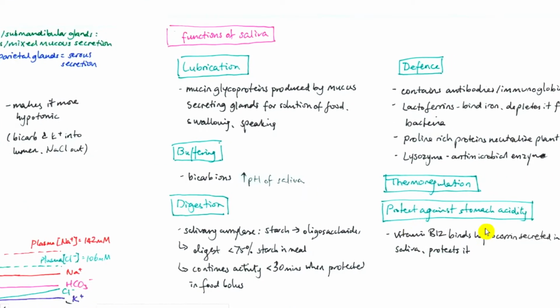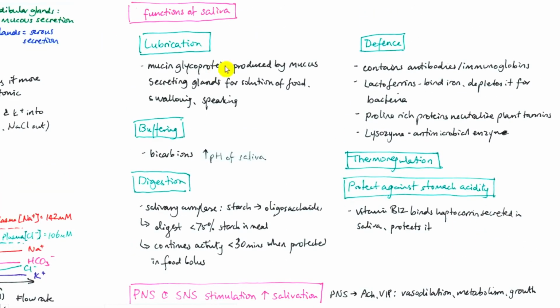Now the functions of saliva: we have 6 main functions here. Firstly, lubrication. There are mucin glycoproteins contained in the mucus of the saliva, which aid the solution of food, swallowing and speaking. Defense: the saliva contains antibodies and immunoglobulins, lactoferrins which bind iron and deplete it for bacteria, proline-rich proteins which neutralize plant tannins which are toxic, and lysozyme antimicrobial enzymes.